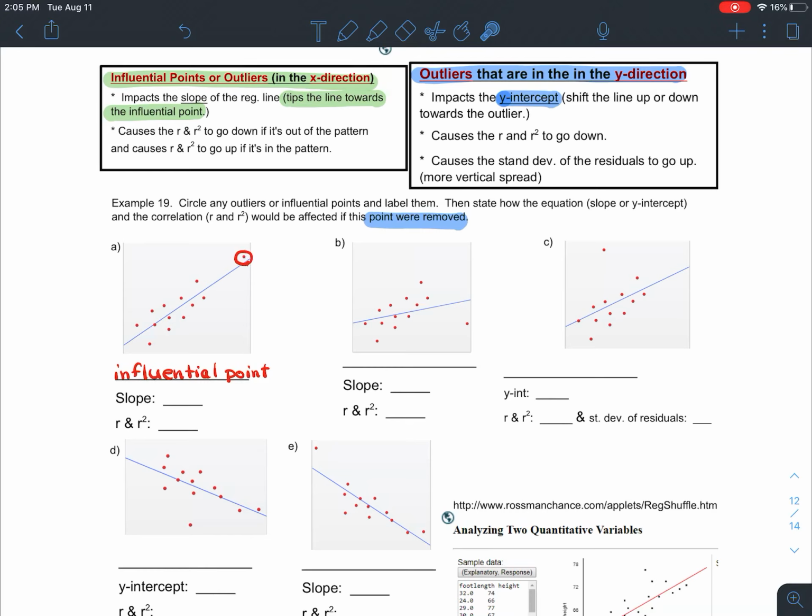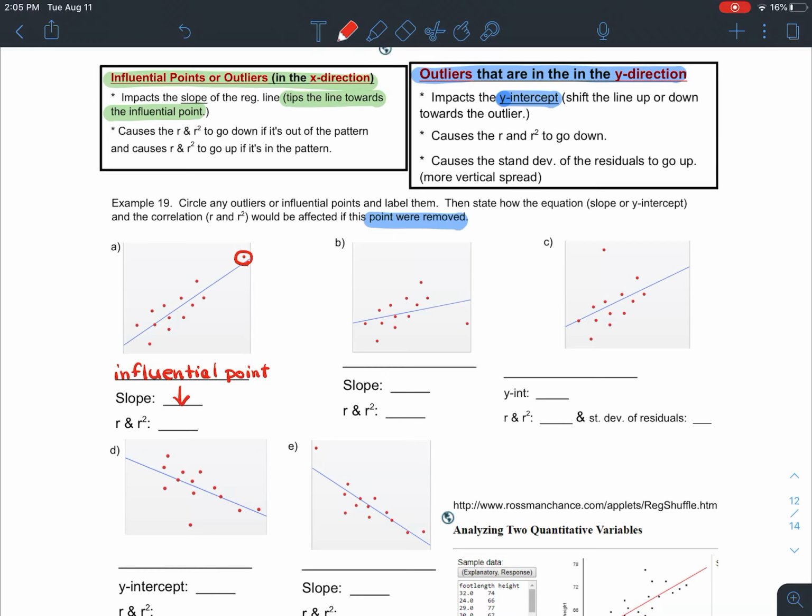Okay, but if I were to remove that point, remember your influential points, it really impacts the slope. So if this were removed, what impact would it have on the slope? Well, right now this line is being pulled towards that point. So if this were removed, it would be maybe somehow tipped down slightly more. I don't know exactly how it would look, but definitely it would cause the slope to go in the opposite direction.